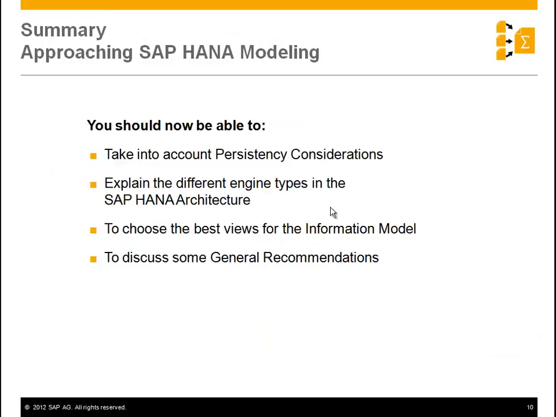So we finished unit number 1 and we've looked at the persistency considerations. We talked about the 5 options: the column storage, the row storage, analytic views and the 2 calculation view options as well. So you have to choose which one is best for you. Also, we looked at the different engines. So we had the 3 engines, the OLAP engine, the join engine, and also the calculation engine. And I also talked about the best practices or general recommendations for those.